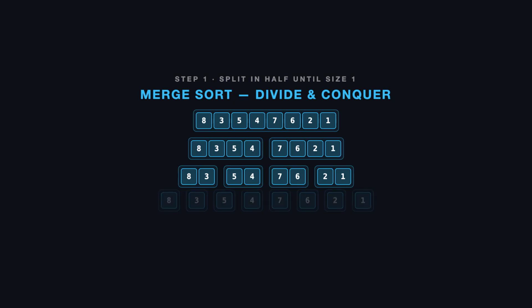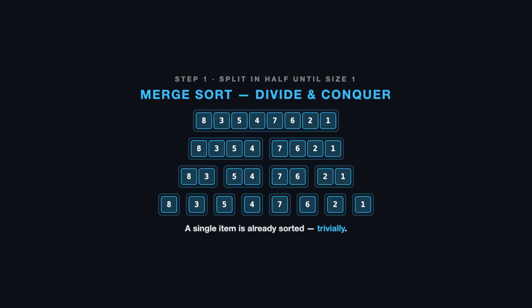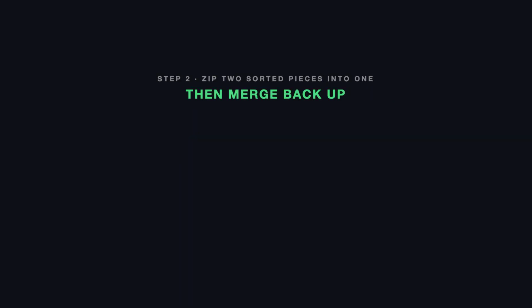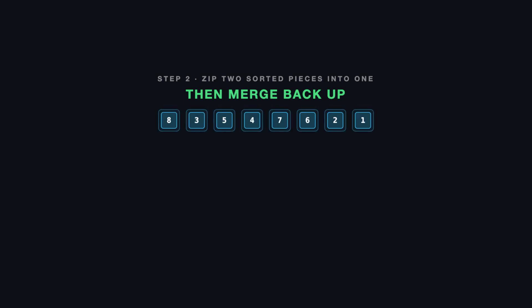Now the clever part, the merge. Take 2 sorted pieces and zip them together into one bigger sorted piece. Because both sides are already in order, you only ever compare the 2 front items and take the smaller one. Merge the singles into pairs, the pairs into 4s, the 4s into 8s, all the way back up.